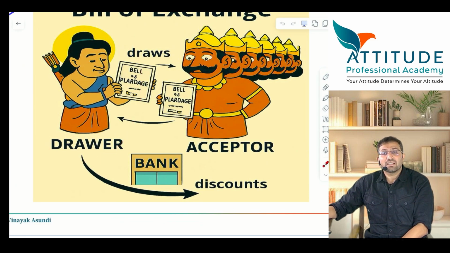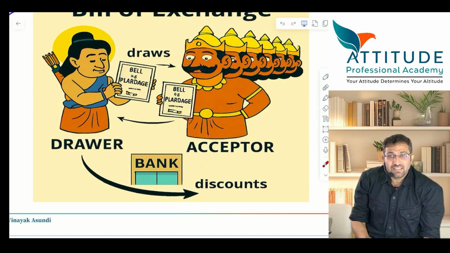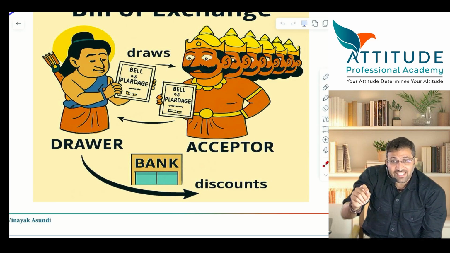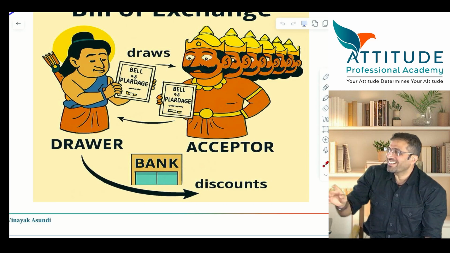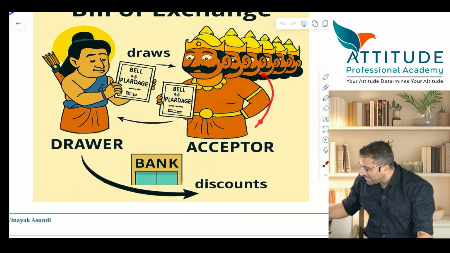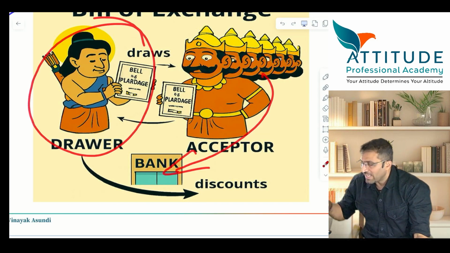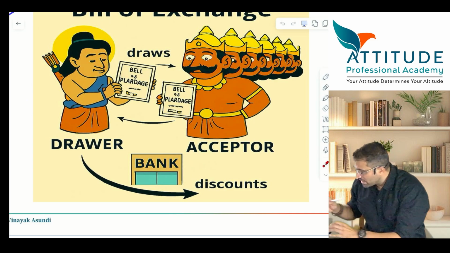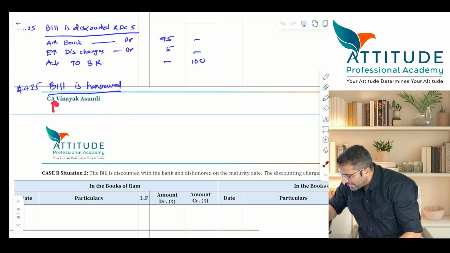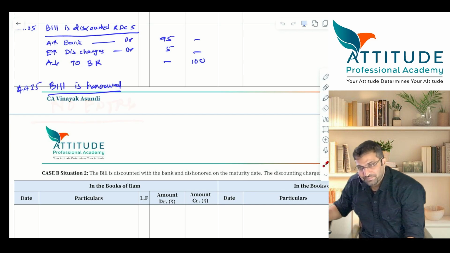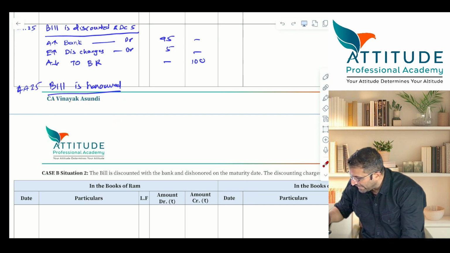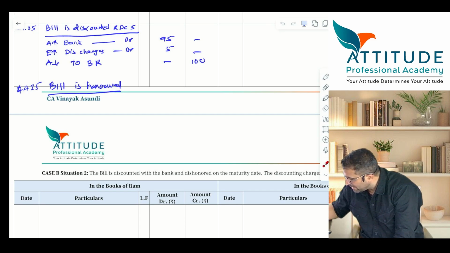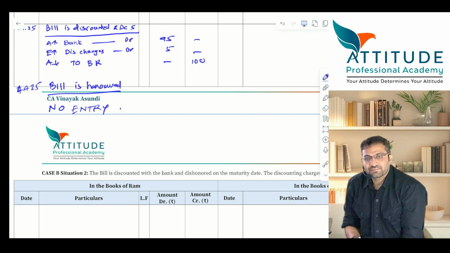Answer confidently. Is there a journal entry or not? No journal entry. The reason is this is a transaction between Ravan and the bank. Ram has already got the money. So what is the entry? No entry. Right. Fourth one, 4/4/2025. Bill is honored. No entry. No journal entry. Clear?